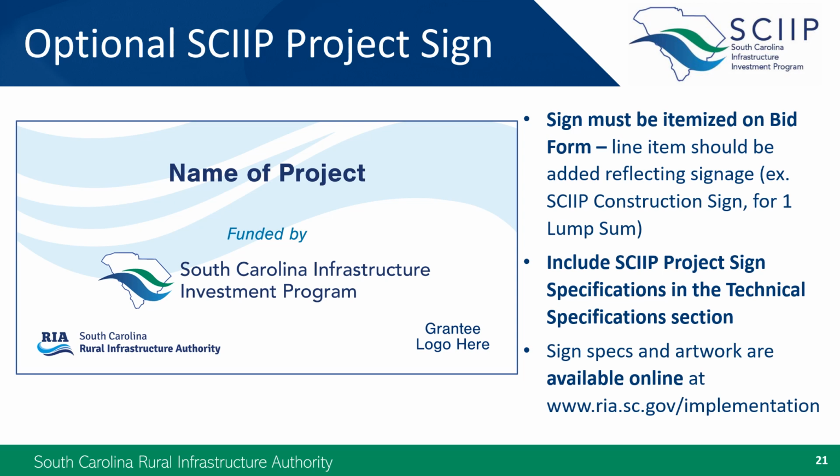Another common misstep that we have seen is when the SCIIP project sign has been added to the bid form in order for it to be an eligible grant expense, but the corresponding technical specs were not included in the bid package. Those must be incorporated. The specifications can be downloaded from our website on the SCIIP implementation page at the address provided on the slide. Remember, a SCIIP sign is not required, but if you do include it on the bid form, the specs must be part of the bid package.